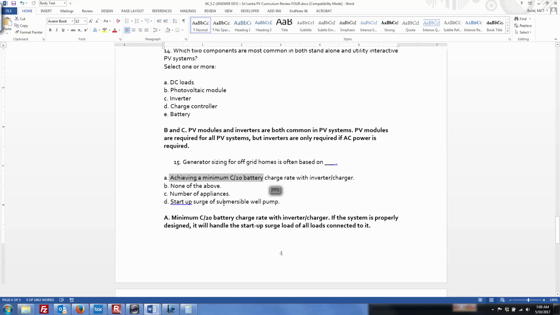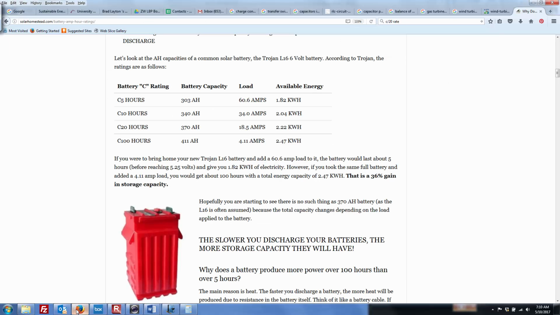So it's not necessarily the number of appliances, it's how big they are. Startup surge is important for a well pump. This is so you have water, but in this case you're looking for all of the loads. So you want a battery bank that has enough capacity so it can run for a long time, but also it can take all of the loads to run. So 18.5 amps.